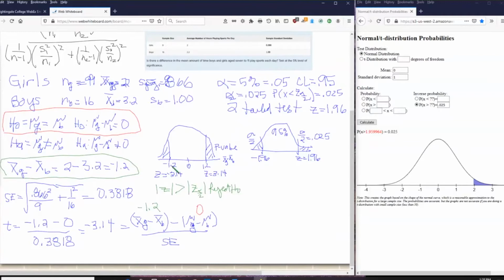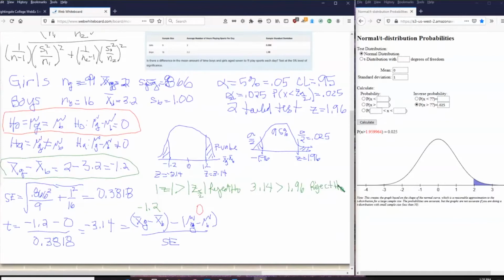So then let's look and see what we have. We have 3.14, and we're going to compare it to 1.96. So this is true. The 3.14 is bigger or more extreme than the 1.96. So with our Z test, that's going to tell us we're going to reject our null hypothesis.